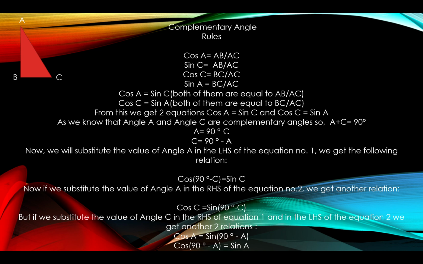But if we substitute the value of angle C in the RHS of equation number 1 and the LHS of equation number 2, we get another two relations: cos A is equal to sin (90 minus A), and sin A is equal to cos (90 minus A). As you can see, both of these pairs have the same angles on their left hand side and right hand side, and both follow the same pattern.